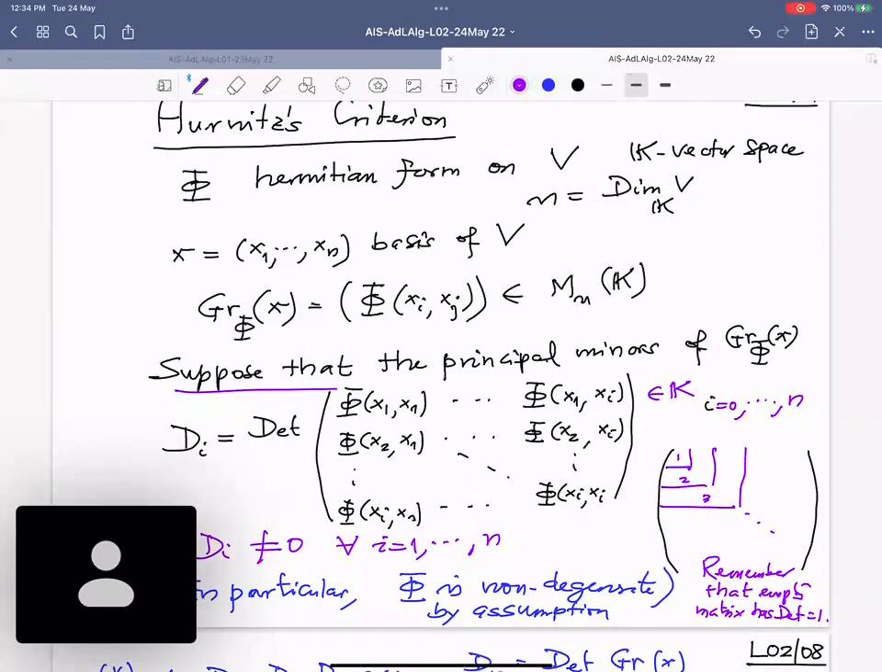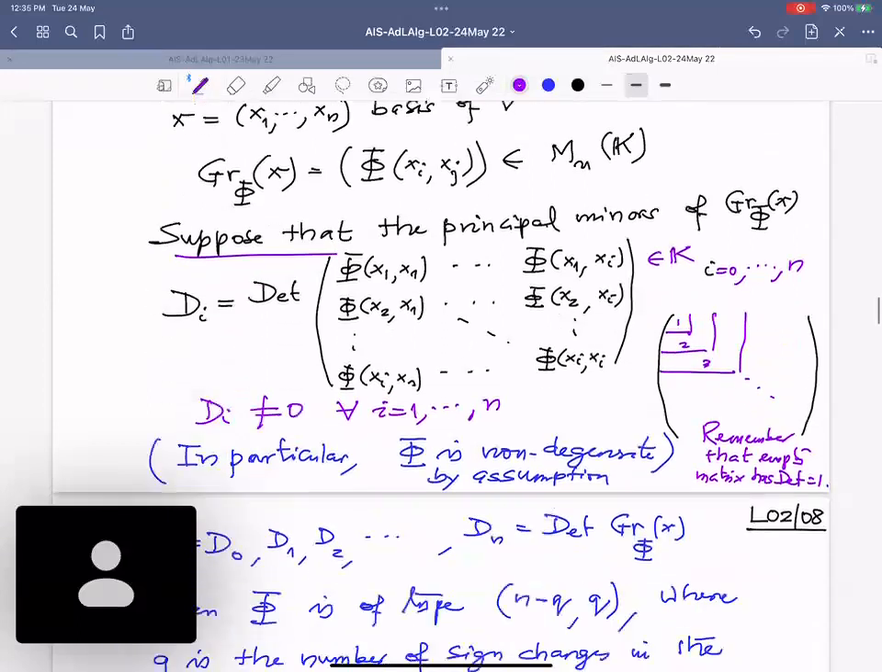So this Hurwitz criterion will be handy to compute the type of a Hermitian form. Start with the Hermitian form on an n-dimensional vector space. Take any basis and look at the Gram matrix, whatever it is. Now I want to assume that all principal minors of this Gram matrix are non-zero. Principal minors means you see this picture. That means all these determinants are non-zero.